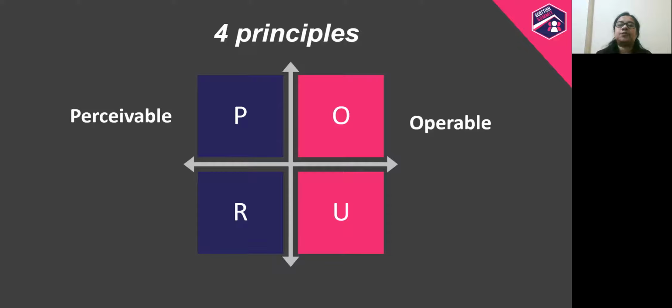Then U stands for understandable. Understandable means the information and the operation which we are providing should be understandable by the user. An example could be, let's say there is a form. Now if the form doesn't have any labels, then a person who cannot see, who relies only on a screen reader to understand what to fill in that input, won't be able to understand what they need to fill into that input if there is no label provided. So we need to make the content as well as the operation understandable.